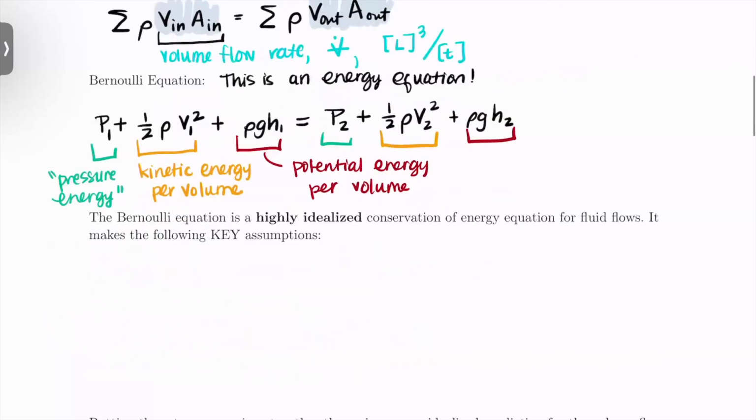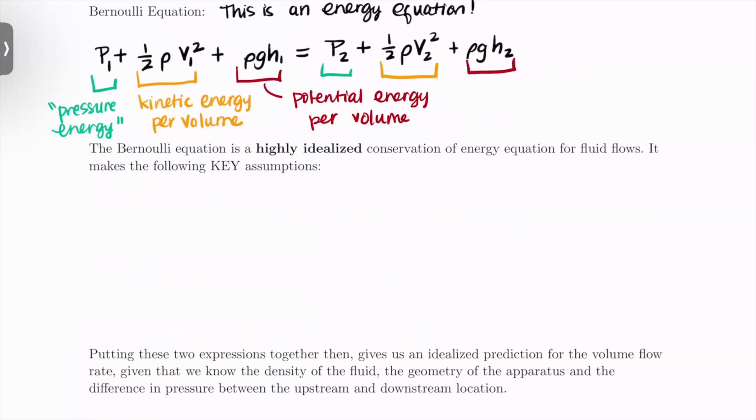Okay. It's very important to know, and I harp on this in 3500. So if I see you in 3500, you'll hear it many, many more times. But this equation is a very highly idealized conservation of energy equation. All right. So it makes several very key assumptions that if these are not true, this equation is not going to do a great job. Okay. The first one is that we are assuming with this equation that there is no friction in the system. It's a pretty big assumption, right?